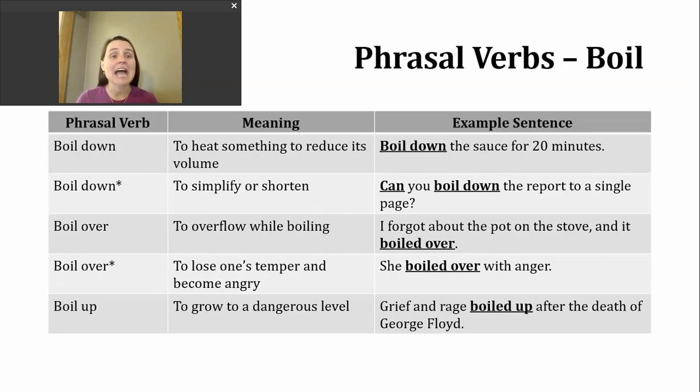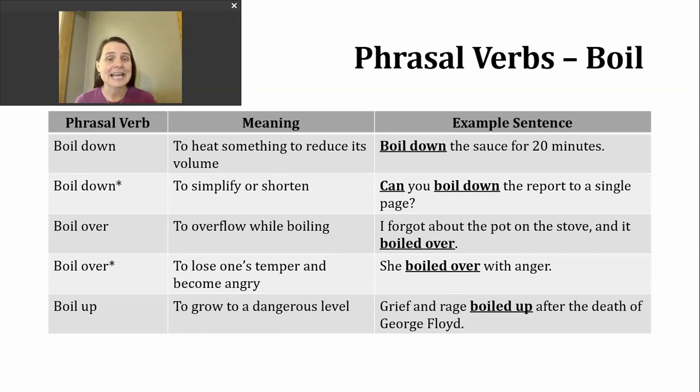Next, let's take a look at some phrasal verbs which change the meaning of the verb boil just a little bit. The first phrasal verb we're going to look at is boil down, and it can have two very different meanings, so we'll take them one at a time. The first meaning for boil down is to heat something to reduce its volume. So another way to think of volume, the size, the quantity of something. So let's look at our example sentence, and that might help us understand the meaning.